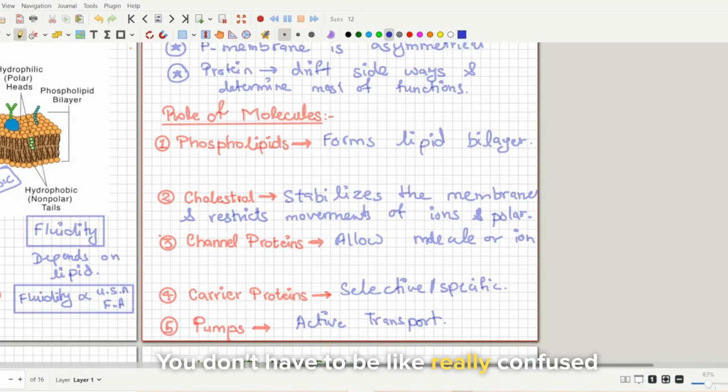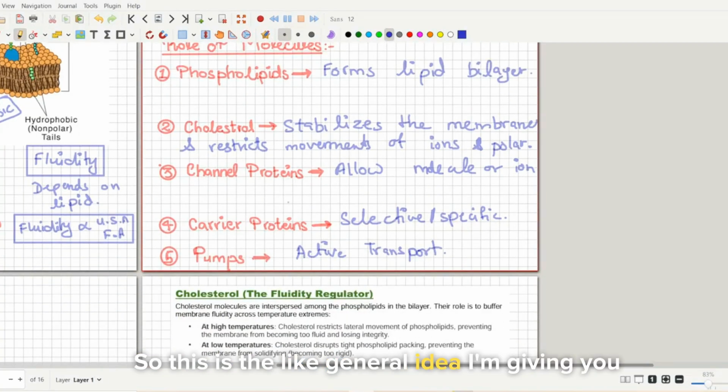You don't have to be really confused right now. We will discuss it in detail. This is the general idea I'm giving you. We will discuss every single molecule in detail.